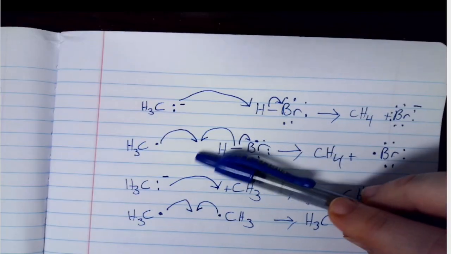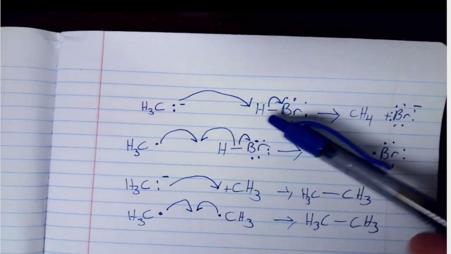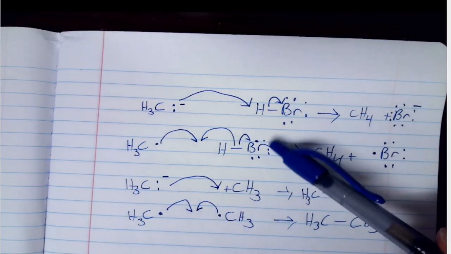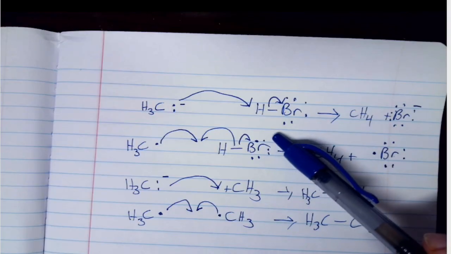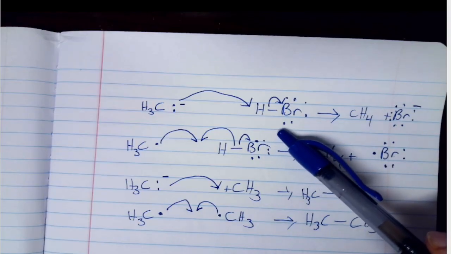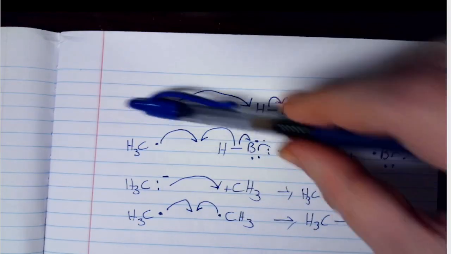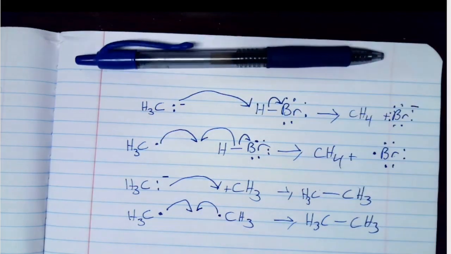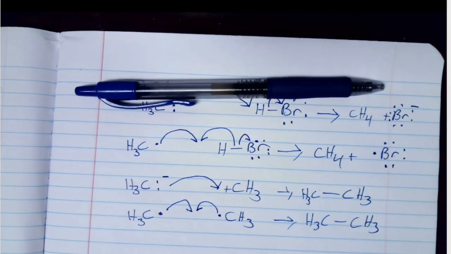However, unless two radicals are meeting, we need three half arrows. Three half arrows. So just something to be aware of. But okay, let's look at this.